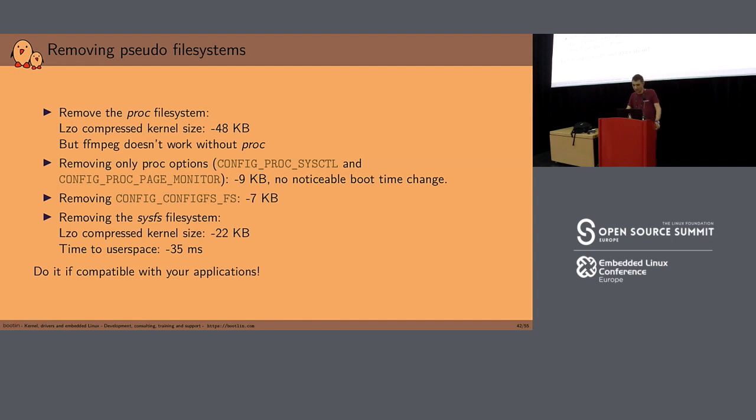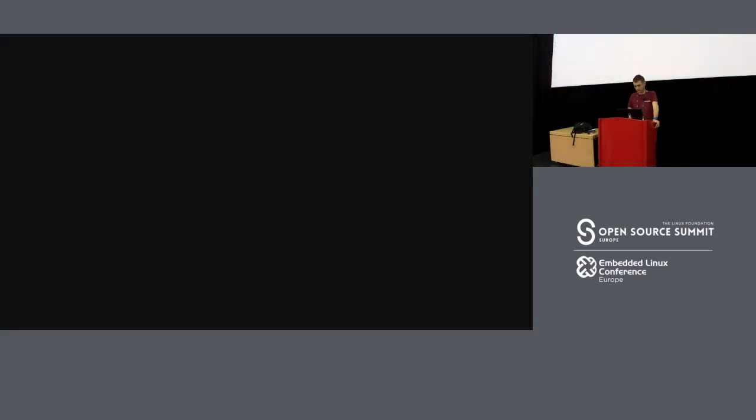Other things: removing the proc file system removes about 50 kilobytes of space, but in my case, even though proc was not mounted, I believe, FFmpeg stopped working when I removed support for proc. So maybe FFmpeg mounts proc by itself if it doesn't find it. That's funny. So at least I could remove some support like /proc/sys, but saved a little bit, not much. Removing sysfs saved 22 kilobytes and 35 milliseconds of boot time. So that's good. You can do that if it's compatible with what your applications are expecting, of course. If you're lucky, you don't use proc and sys, you're fine. Otherwise, you can't do that.